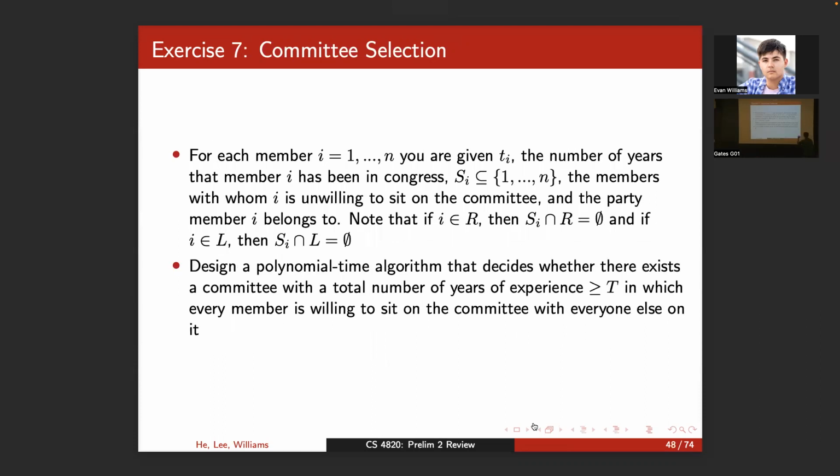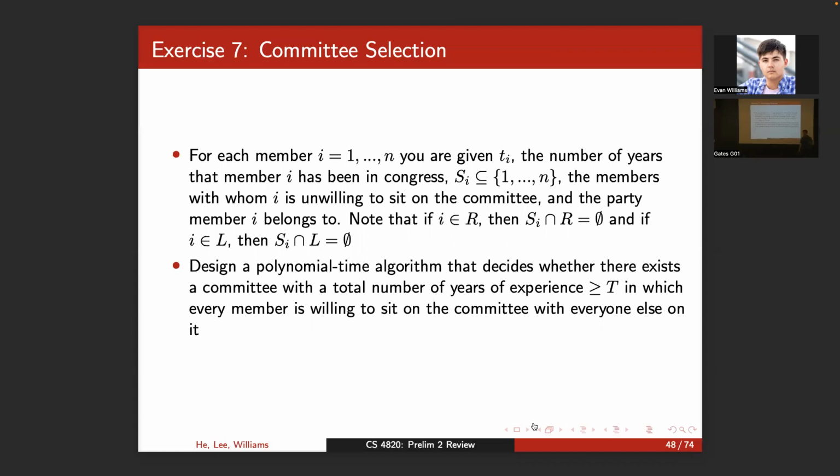Okay, so for each member of Congress i, given by some integer 1 through n, you're given t_i, which is the number of years that member has been in Congress. You're also given a subset of people that the member shares ideological differences with, and you're guaranteed that if they're in the same party, they do not share ideological differences with that other member. So what we want is a polynomial time algorithm that decides: does there exist a committee with a total number of years greater than or equal to t, in which every member is willing to sit with every other member on the committee?